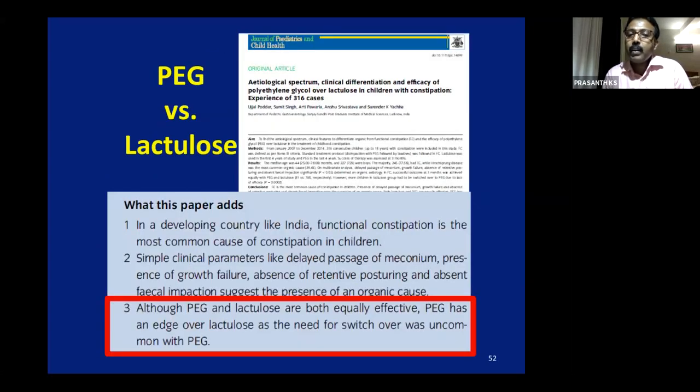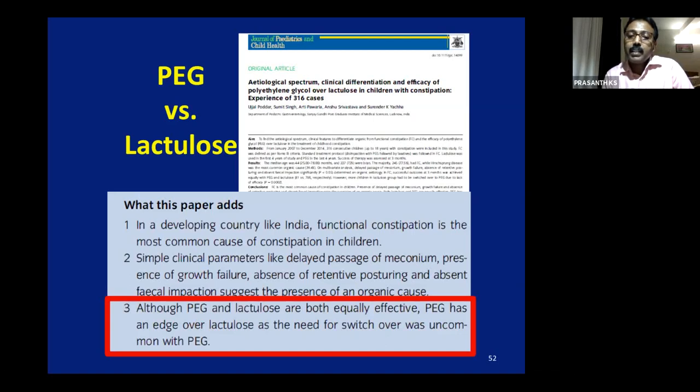This is the paper which I was alluding to, a study from Sanjay Gandhi Postgraduate Institute in Lucknow, where they have compiled the clinical spectrum of children presenting with constipation with a large sample size of 316 cases. The important finding in their study was that in a developing country like India, functional constipation is the most common cause of constipation in children.